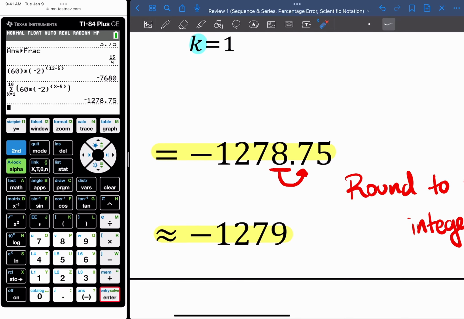So if we look right here, I'm looking at the 8. I want to round to the ones place. Look to the number to the right, it is a 7. So again, looking at here, looking to the number to the right, it's 7. So that means 8 now becomes 9. So approximately the sum of the 10 terms is negative 1,279.